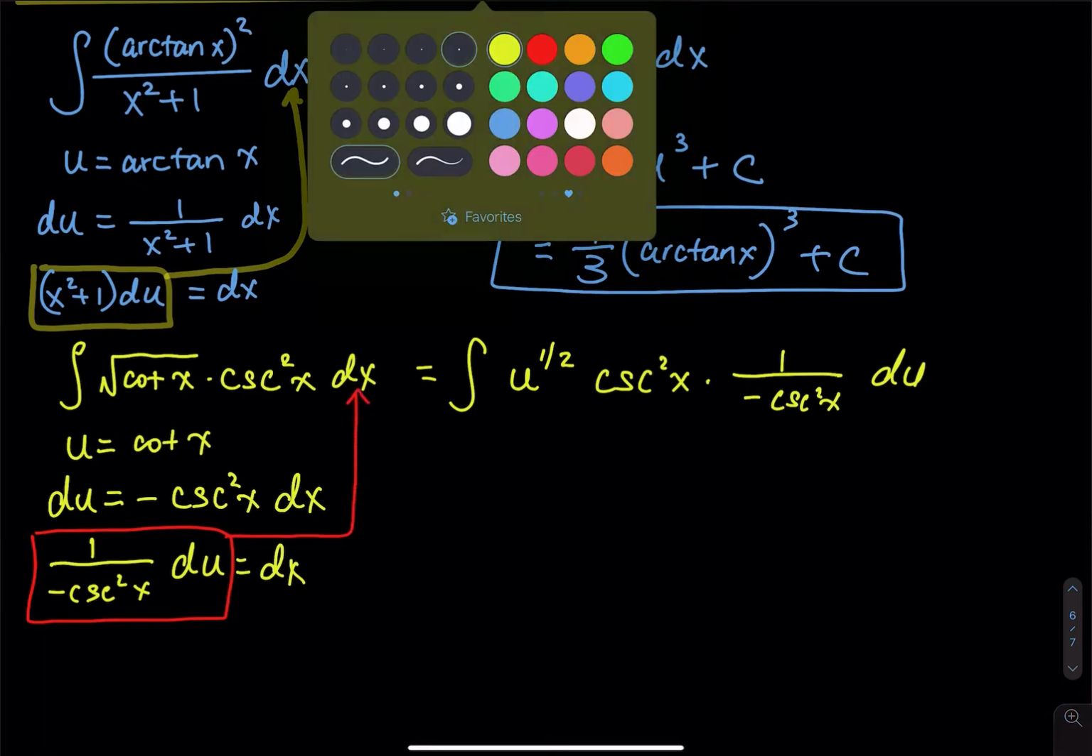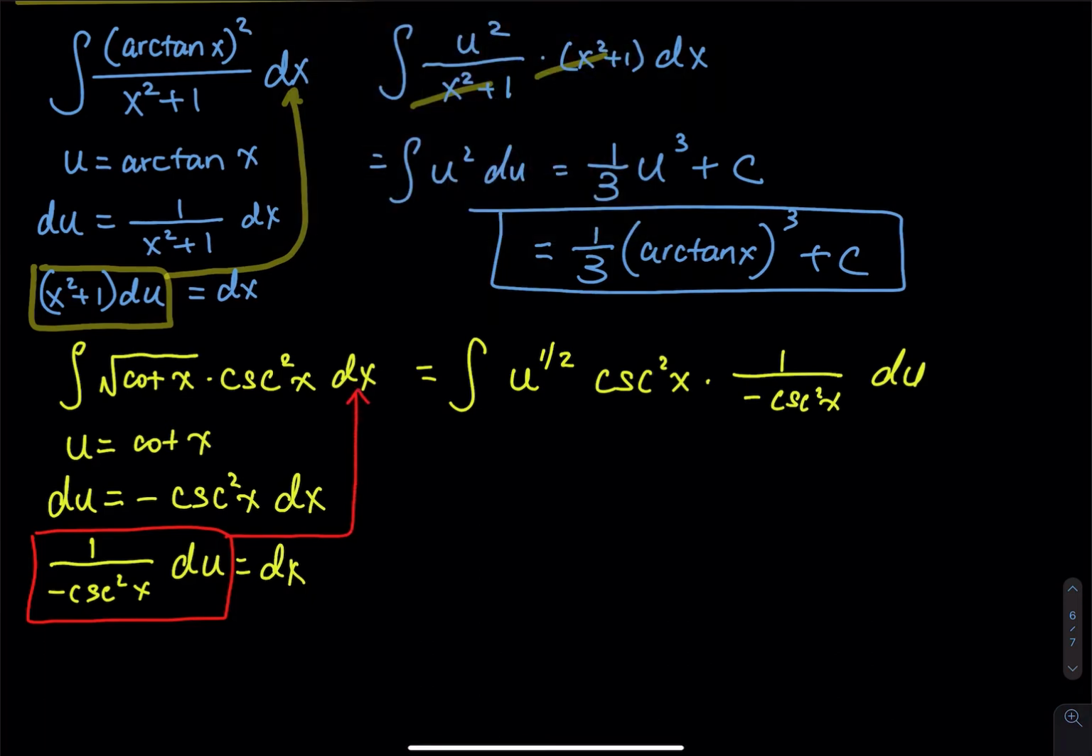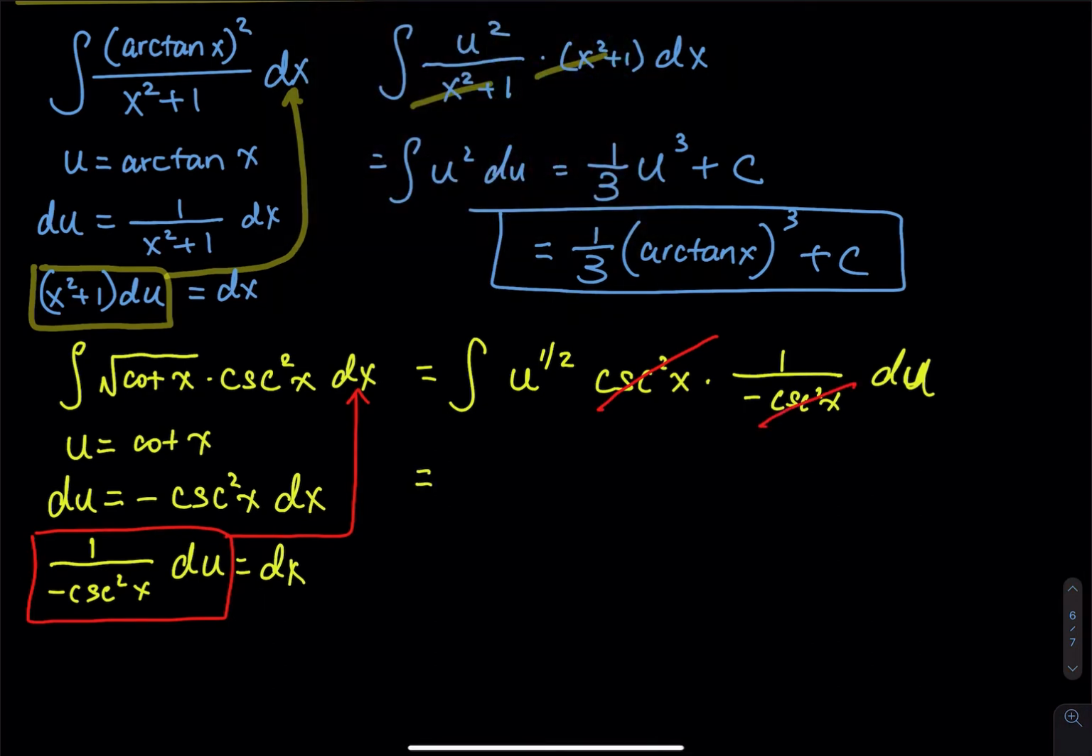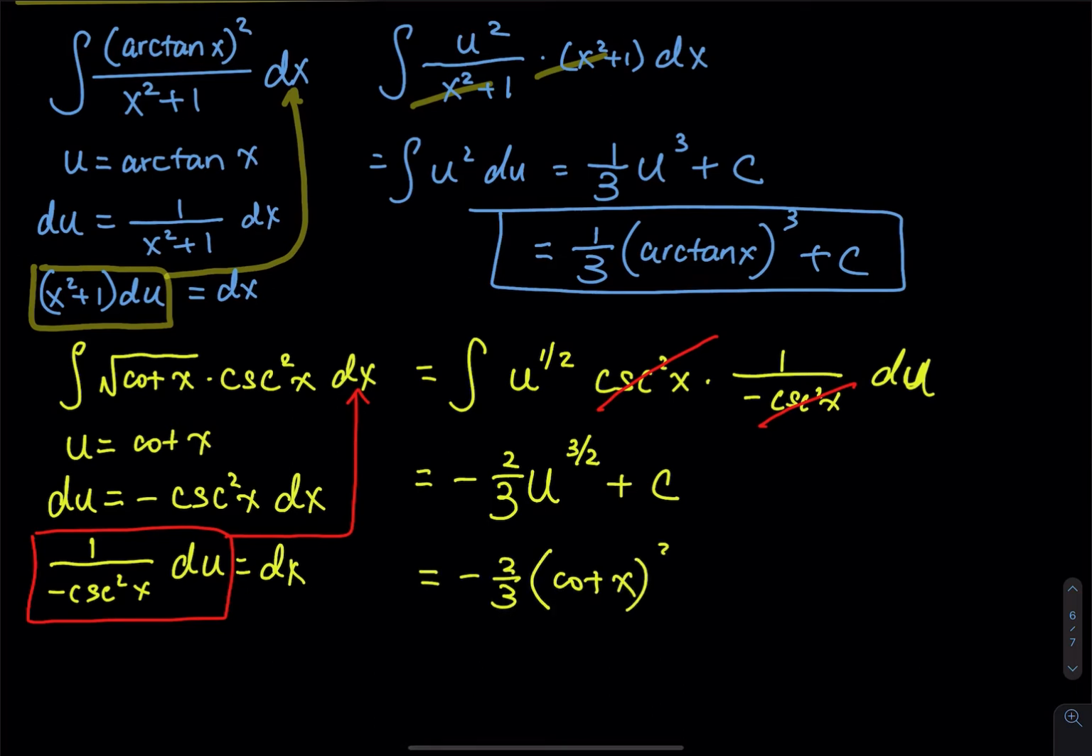That's why we call this u substitution. We change the variable from x to u. Now, as you can see, the cosecant square can be cancelled, and there is a negative in there. Don't forget that. So now we can integrate. How do we integrate? We take the 1/2 plus 1, so that is 3/2, and then the reciprocal of that is 2/3. Keep the negative in front, and then plus c. Now you put the cotangent back, so that is negative 2/3, and then you use a parenthesis, cotangent x to the 3/2 plus c. The job is done.